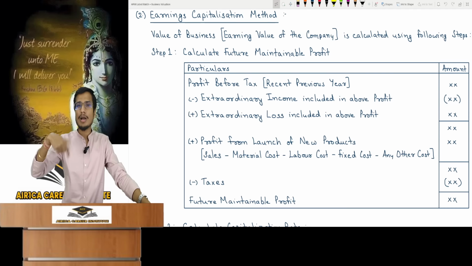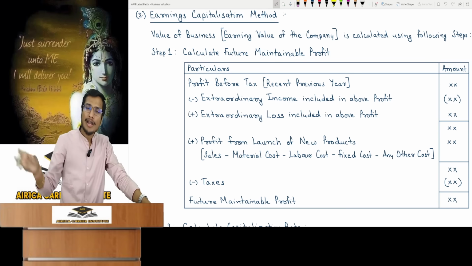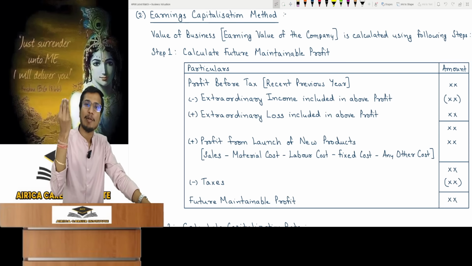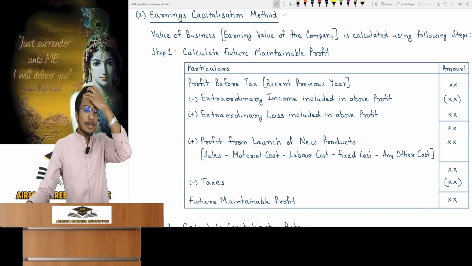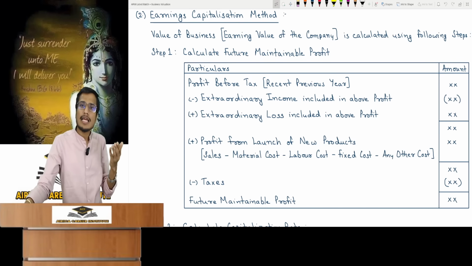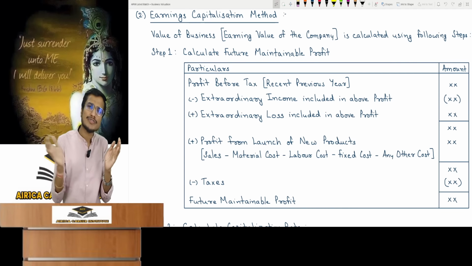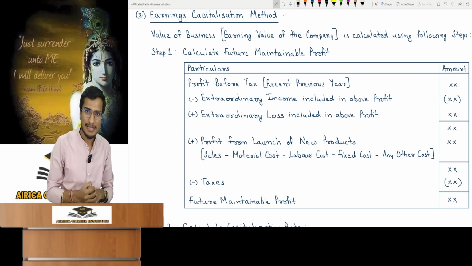Suppose as soon as I buy the company, I'm thinking that I'm smarter than the existing owner. Since I am smarter, I will launch new products. And launching new products will result in sales and costs. What profit do you foresee every year in the future from launching these new products? Consider that as well now. Add the profit from the launch of a new product and how will that be calculated? Take the sales and subtract the material cost, labor cost, fixed cost or other costs. You've got the profit from the launch of the new product.